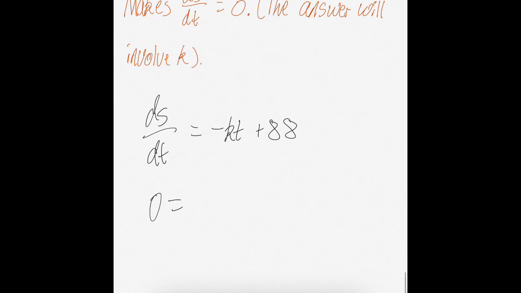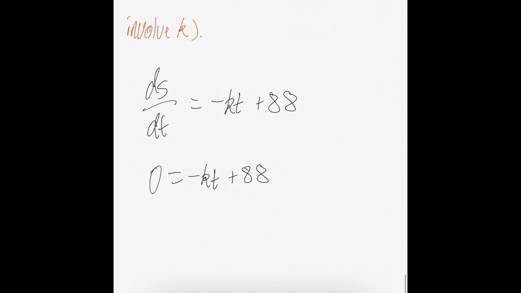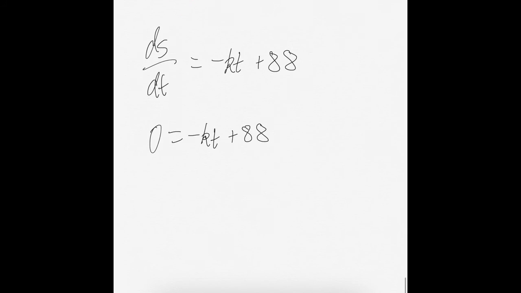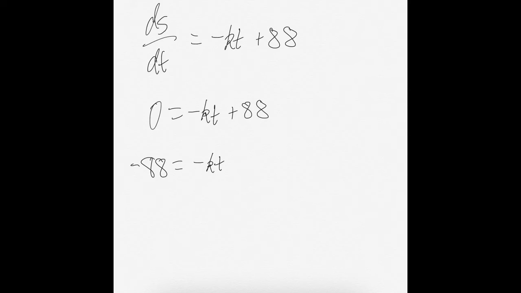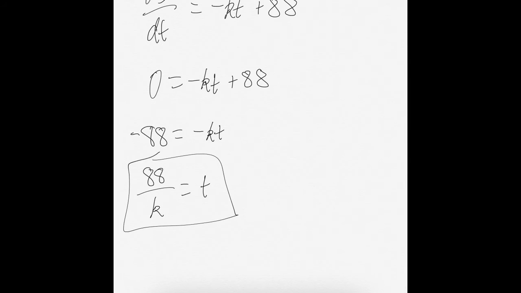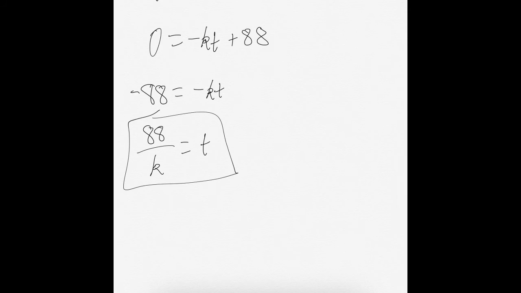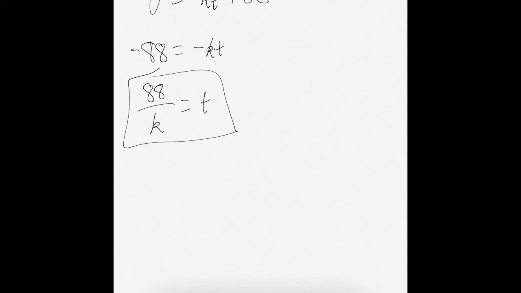Well, we have a nice formula for ds/dt. We see that ds/dt equals negative kt plus 88. So we set this equal to 0, and I get 0 equals negative kt plus 88. And then it's very much just straightforward. I get negative 88 equals negative kt. Divide both sides by negative k, and you get 88 over k equals t.